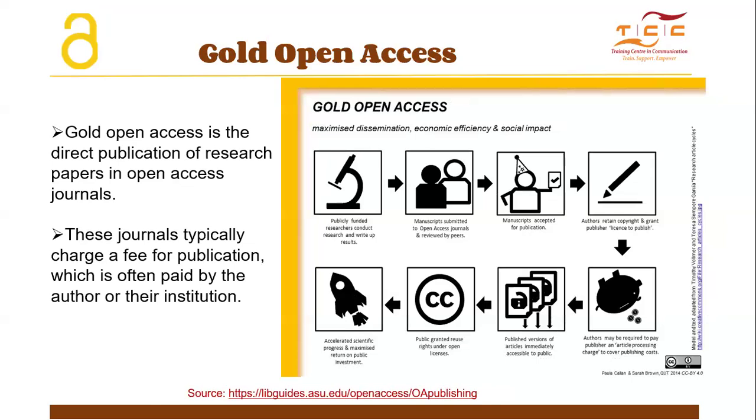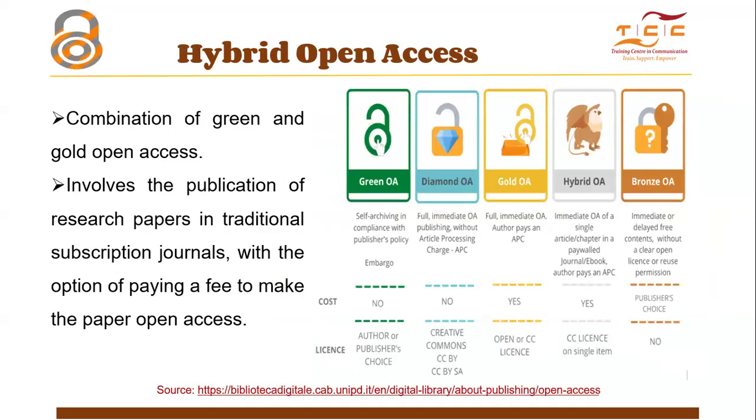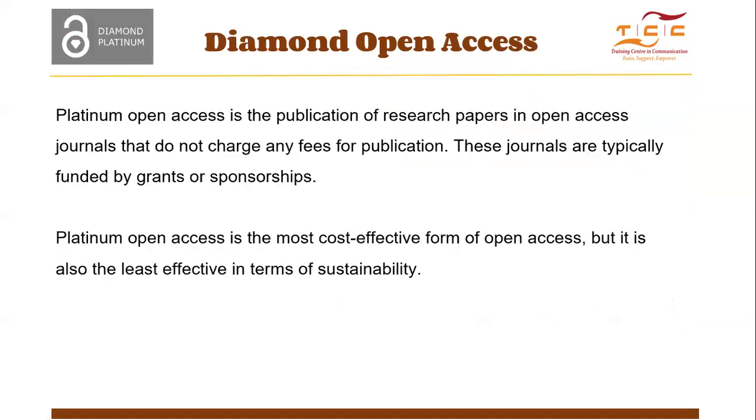Then we have the gold one. This is direct publication of research in an open access journal. Most of the time you will find that you are charged as an author, so that once you pay, it is available for free to other people. But the hybrid one combines green and gold access. It is the publication of research papers in traditional subscription journals with the option of paying a fee to make the paper open access. So if you have money, we can publish it for you and it becomes immediately available. Or if you don't have money, we can publish it for you for free, but then the readers will pay.